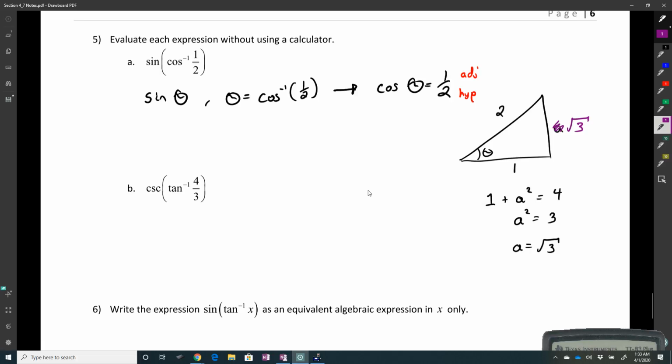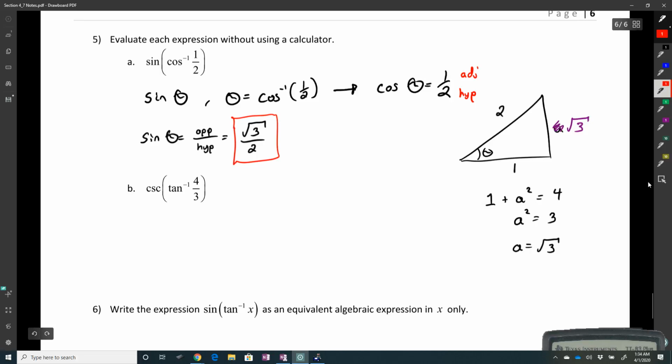Okay? So now looking at this, sine of theta. Sine is opposite over hypotenuse. So opposite is square root of 3. Hypotenuse is 2. And that's your answer. Okay, let's move on to the next one. Let me go ahead and shrink everything.